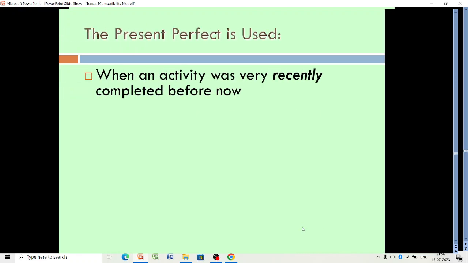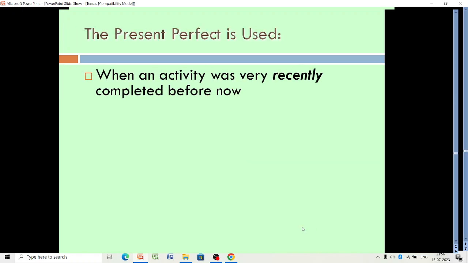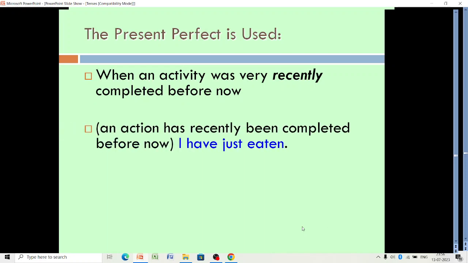When an activity was very recently completed before now. See, look at the previous one: has been repeated several times before now. When an activity was recently completed before now, people used to bring this word, immediate past. Past and immediate past. So, before now, an action has recently been completed. I've just eaten. He has completed that action before now.